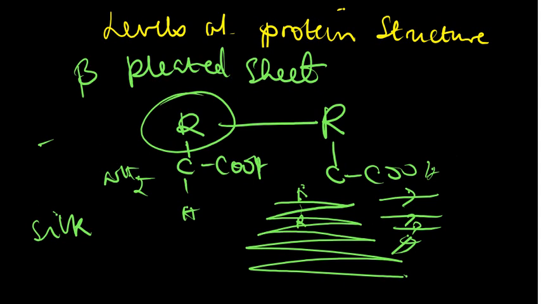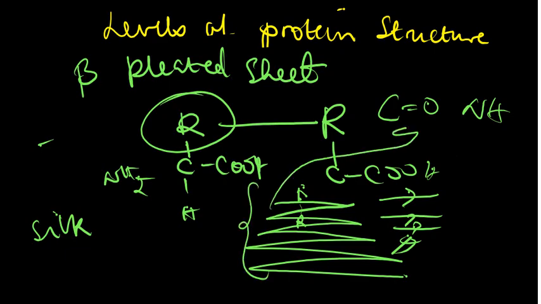They are brought together by interchain hydrogen bonds between the CO, the carbonyl group, and the NH, which is coming from the amino group. So they're saying that this interaction is maintained because of these two molecules.